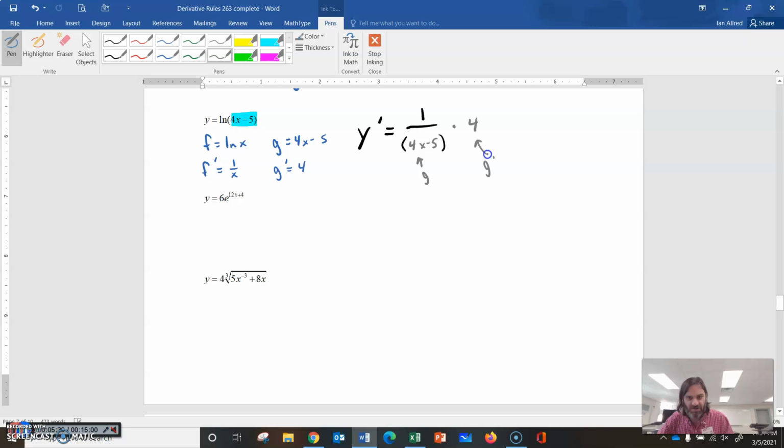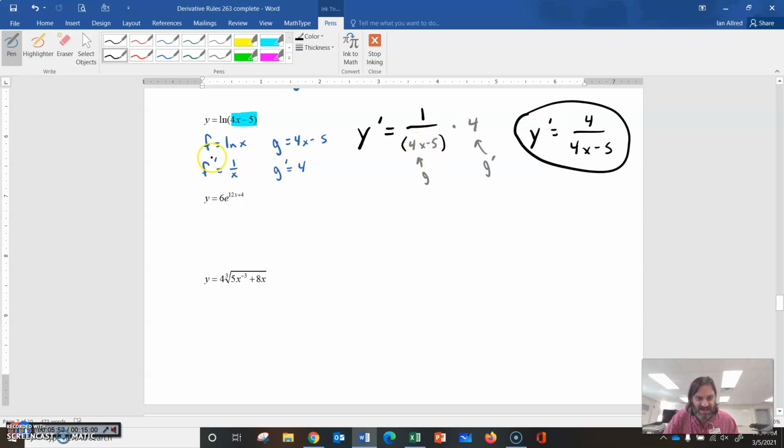Now I don't usually clean these up, but it might not be such a bad idea if we did. y prime equals 4 over 4x minus 5, and those 4's don't cancel. So we have g inside of the f prime, and then we have g prime on the outside.